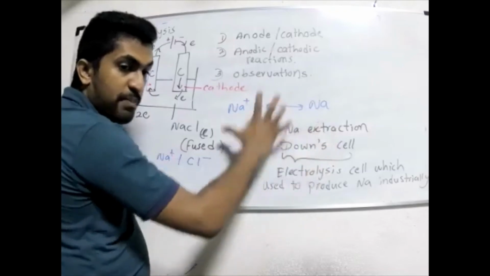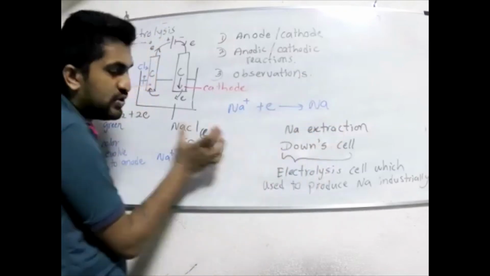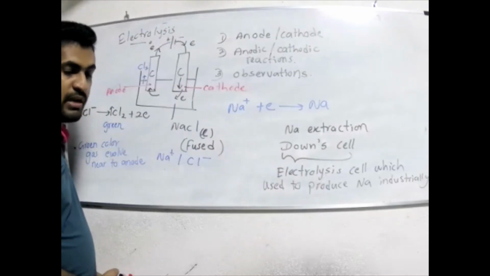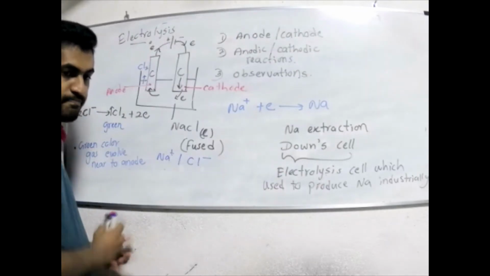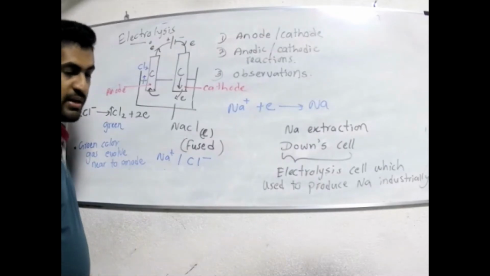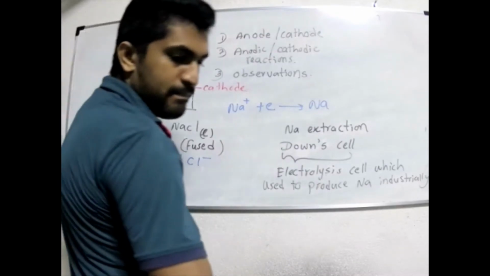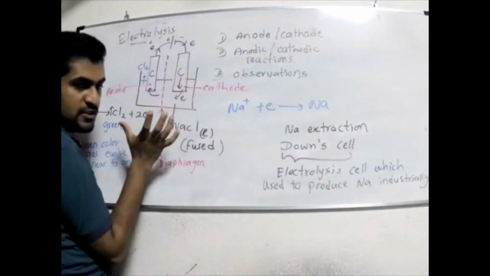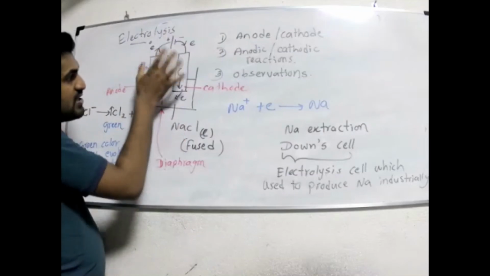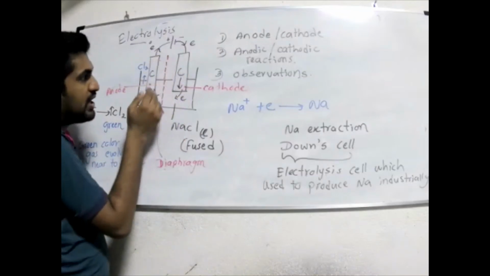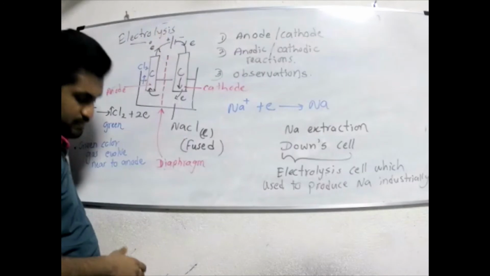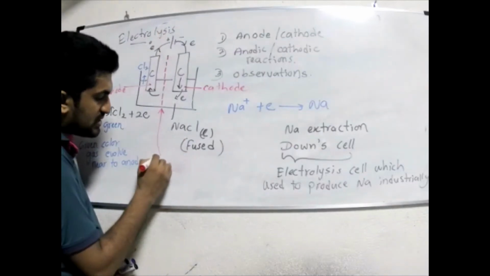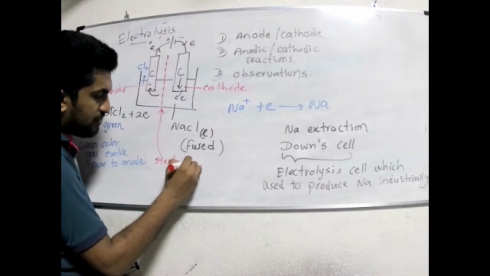So they are extracting sodium by using sodium chloride by this manner, electrolysis process. They use this process to extract sodium metal. When they are doing this process in the down cell, they are separating these two terminals, anode and cathode, by using a diaphragm that we called as steel diaphragm, not a normal diaphragm, steel diaphragm.